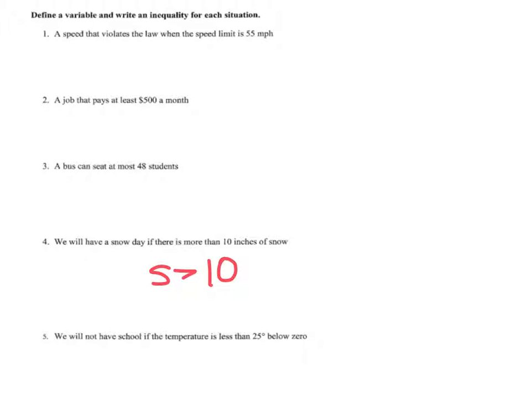Number 5 says we will not have school if the temperature is less than 25 degrees below zero. And so we'll put a T, and I'll probably put a -25 because that's what we're really talking about there. So we will not have school if the temperature is less than that. No equal sign in this case either. And again, the negative temperatures that would fit in there would be -26, -27. You can always do that to make sure that your statement is really true.